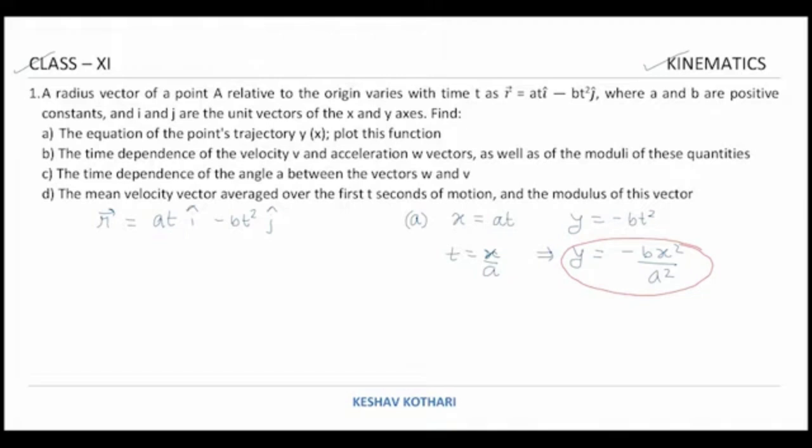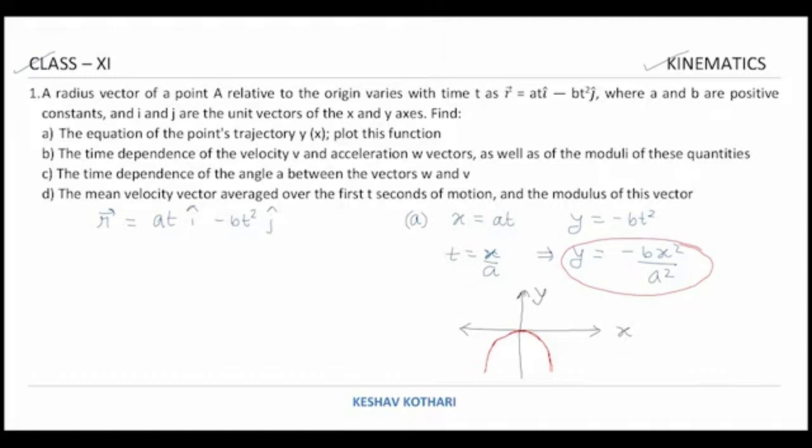If I plot this with respect to the x and y axes, if this is the x axis and this is the y axis, then it will be a parabola, something like this, because the value is minus b by a² times x².